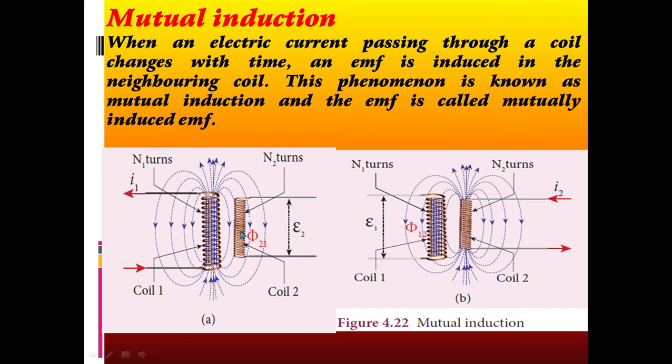This EMF opposes the further growth of the current in the primary coil. So this is the process of mutual induction.